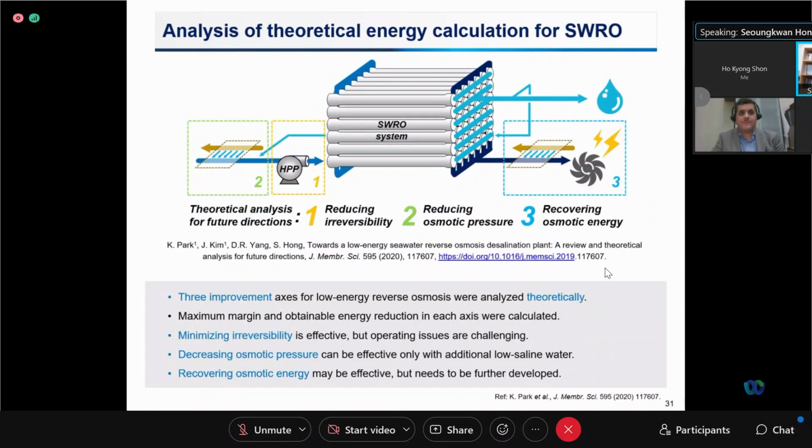After the feasibility of each approach was identified by assessing the theoretical minimum energy and the maximum available margin, the strategies for each direction were presented with a technical description and critically evaluated by considering their practical application. This work has been published in the Journal of Membrane Science.